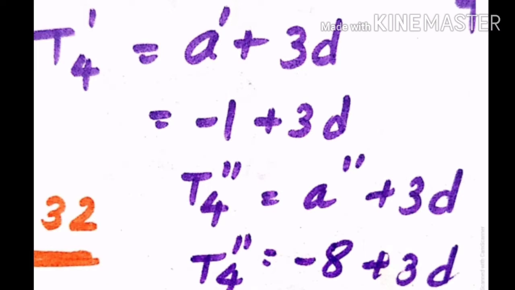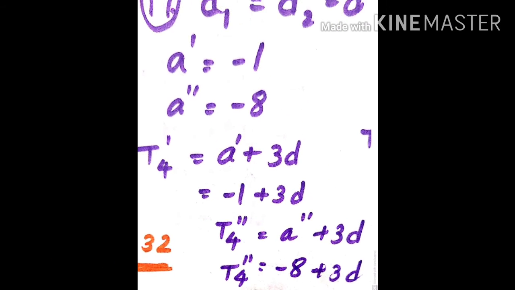Now we will take the fourth term. The fourth term of the first AP is denoted as T4 dash, which by formula is A dash plus 3D. I have not kept any other notation for D because D is the same in both APs. Now place the value of the first term: -1 plus 3D. Also I have written the second AP's fourth term, T4 double dash is equal to A double dash plus 3D, and substituting A double dash as -8, we get -8 plus 3D. So now we have the two fourth terms of the two different APs, T4 dash and T4 double dash.